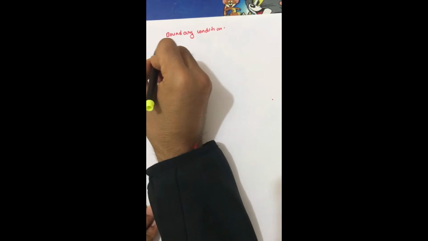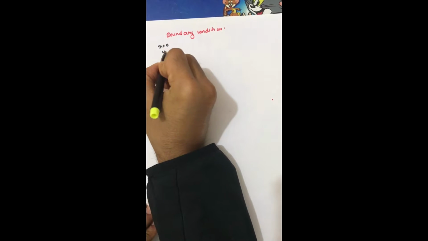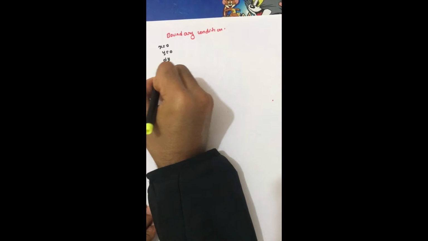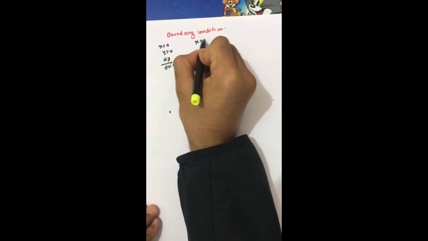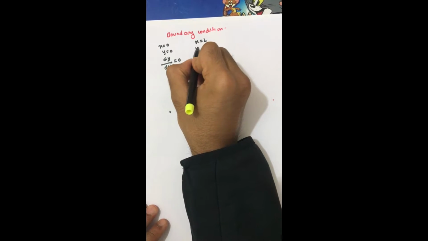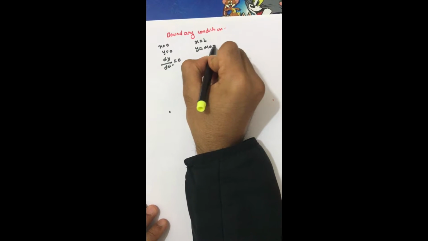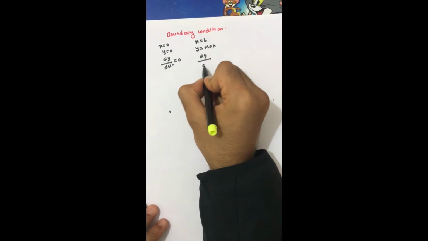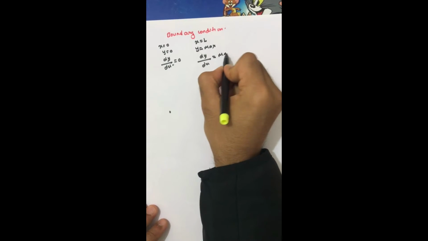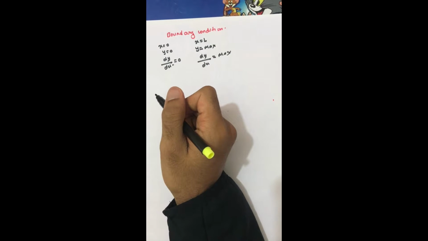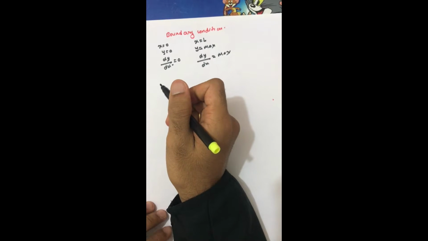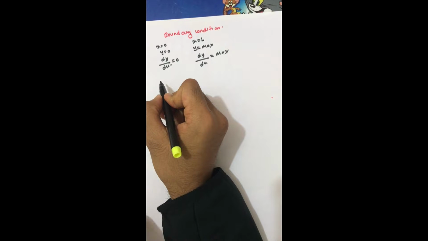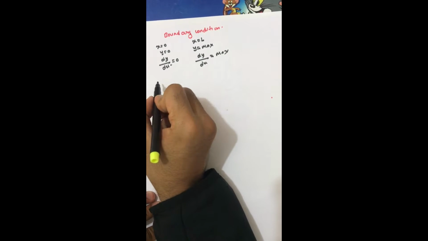Our first boundary condition is x = 0, y = 0, and dy/dx = 0. Second boundary condition is x = L, y is maximum, and dy/dx is also maximum. Now using equation number 1 and equation number 2, I will find the value of C1.